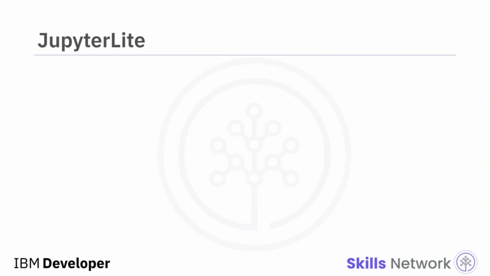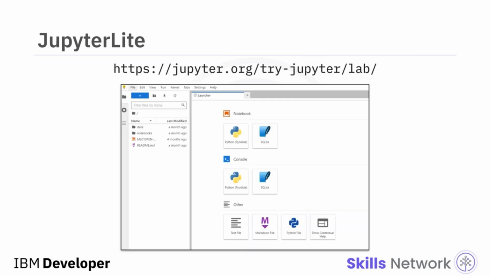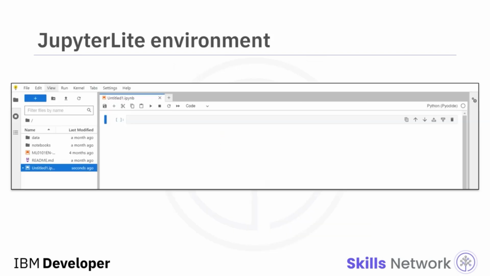To launch Jupyter Lite, open a browser and type jupyter.org/try-jupyter/lab in the URL field. Then press Enter. Jupyter Lite will appear, and next click Python Pyodide. Here is a view of a Jupyter Lite notebook.